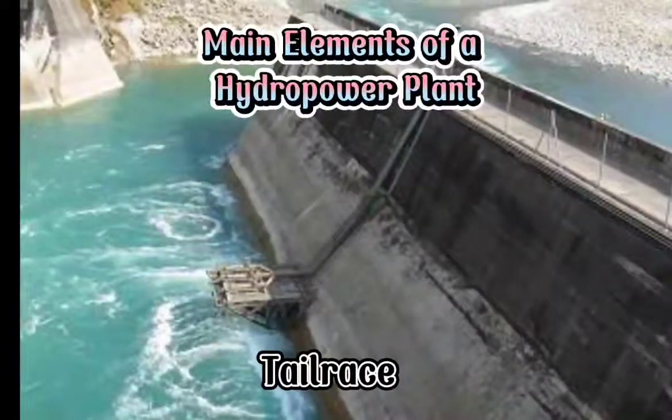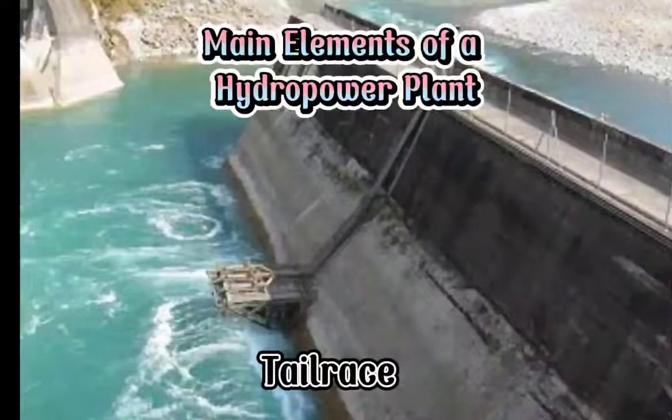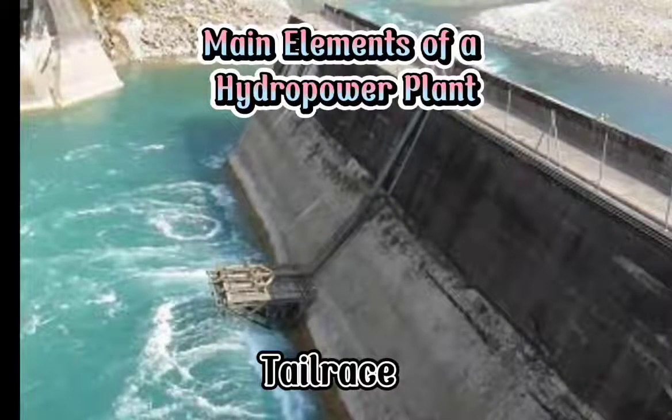Tail race. After serving its purpose in the turbine, the water is released into the tail race, which may take it to the same stream or another. The size and design of the tail race should allow for the unfettered escape of water and unrestricted passage of the water jet after it leaves the turbine.